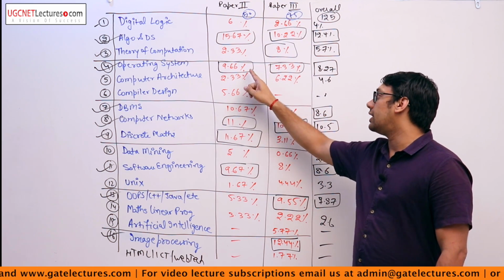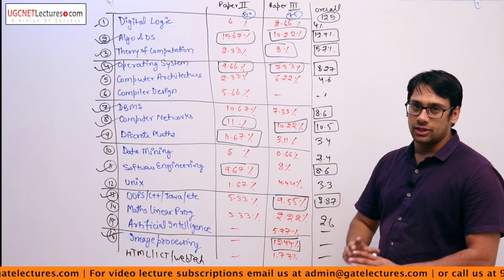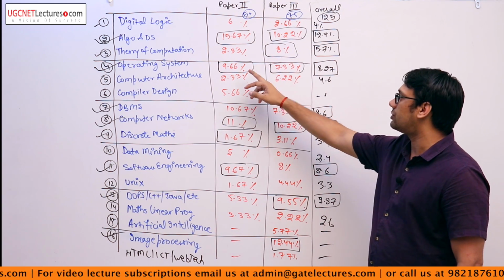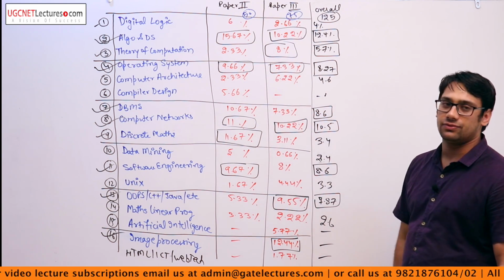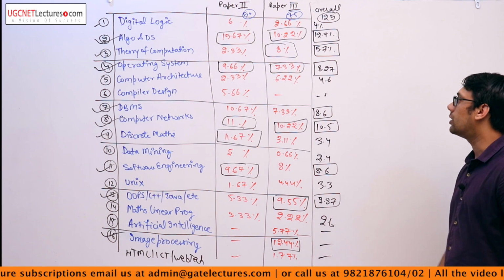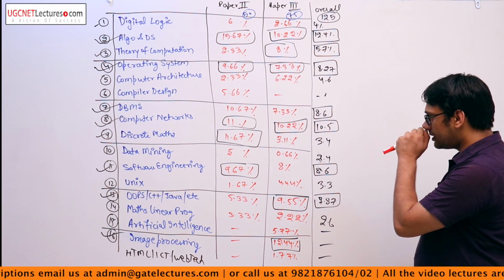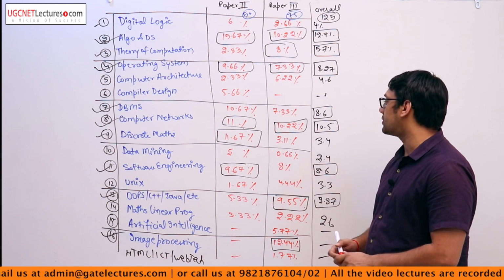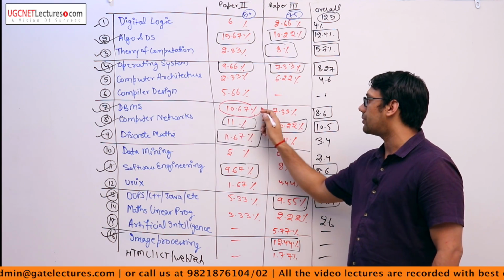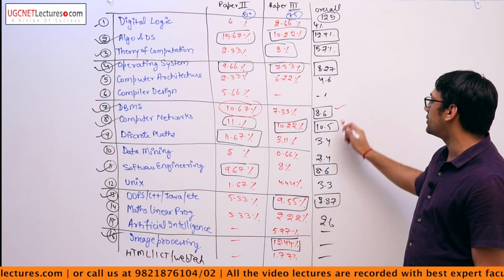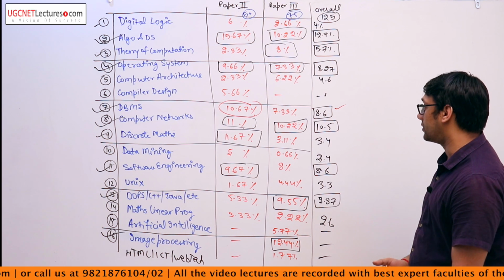I have not taken an average of these two things. Okay, remember this, I have not taken the average of 9.66 and 7.33. I have used a different measurement here. Okay. Now you can see for database management system, it is again a very important subject, because it is 10.67% here, but overall it is 8.6%, which is again a very important subject.